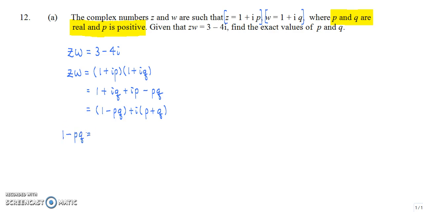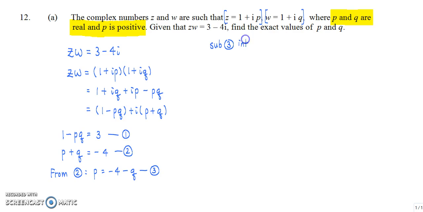For the real part, 1 minus pq equals 3. That will be our first equation. For the imaginary part, p plus q equals negative 4. That is our second equation. These two equations now prompt us to solve them simultaneously. One of the possible approaches is that from equation 2, you make p the subject. So p equals negative 4 minus q, and you name this equation 3. Subsequently, you can substitute equation 3 into equation 1.